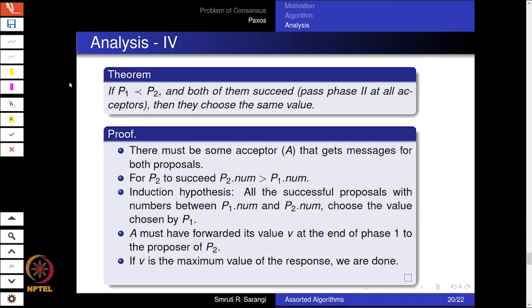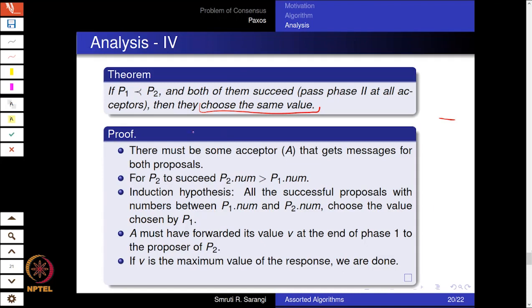I will combine the last two results to prove the main result, which is theorem 3. So this says that if P1 precedes P2 and both of them succeed, both of them pass phase 2, then they have to choose the same value. This is the operative part. So we have already established a monotonicity of the numbers of the chosen proposals, of the proposals that pass both the phases. Now we want to say that for all of them, they choose the same value.